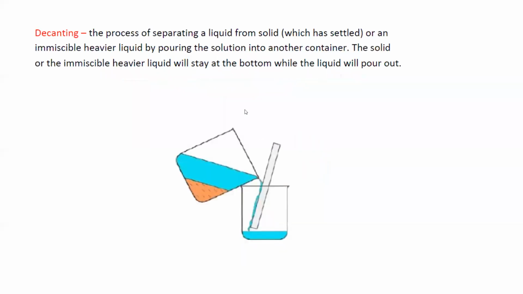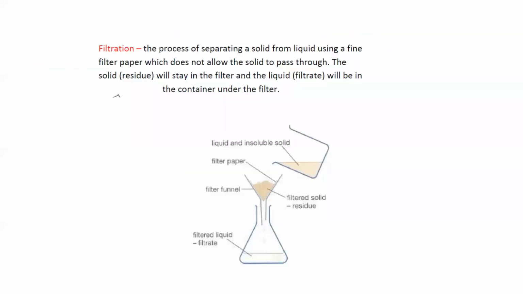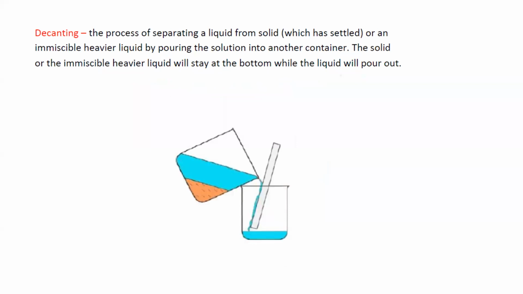So if we want to separate the insoluble solutes from the solvent, we can use filtration, we can use decanting, but sometimes the particles of a solid do not settle down, because in decanting the particles must first settle down. So sometimes the particles remain suspended and do not settle down. So we have to use a technique which we call centrifuging.